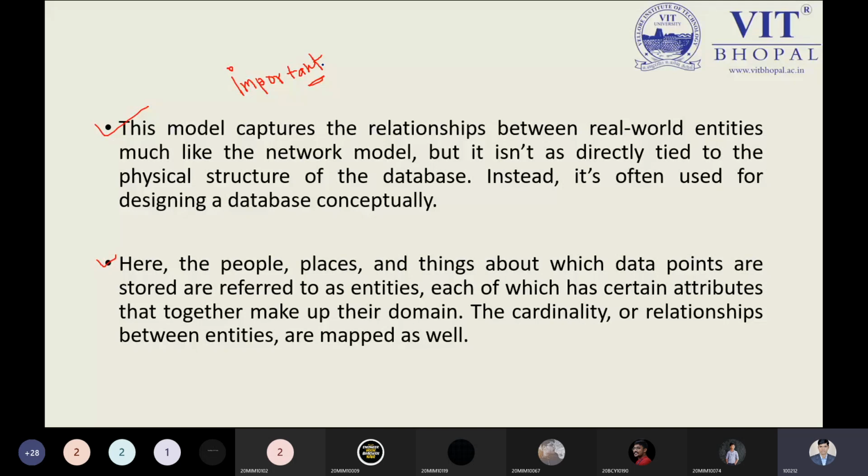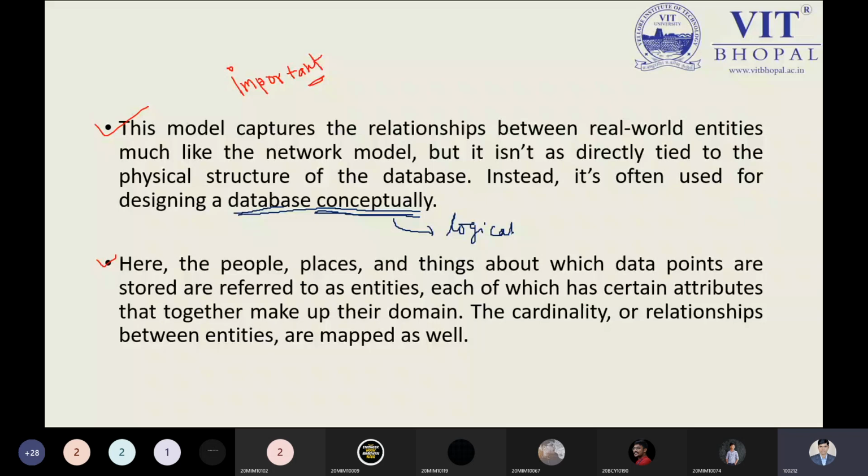but it is not directly tied to the physical structure of the database. Instead, it is often used for designing the database conceptually. That is the point you people keep in mind while designing the database. So we are trying to create our information conceptually, and that's why it is known as the logical structure we are using.